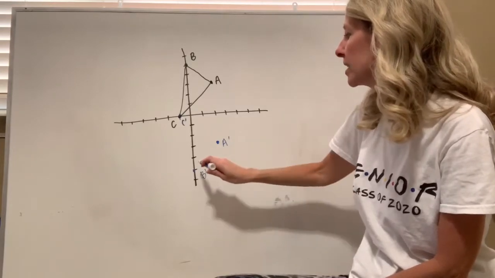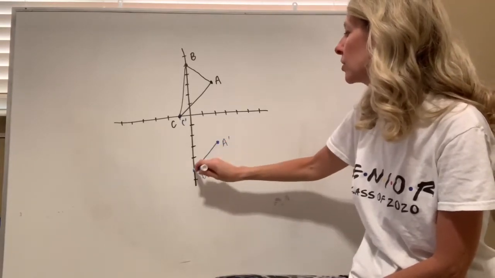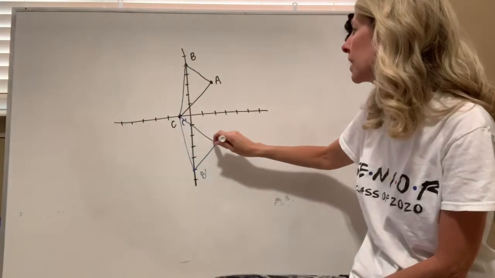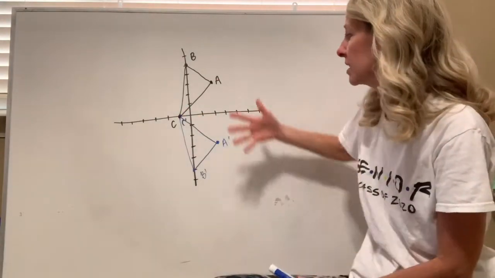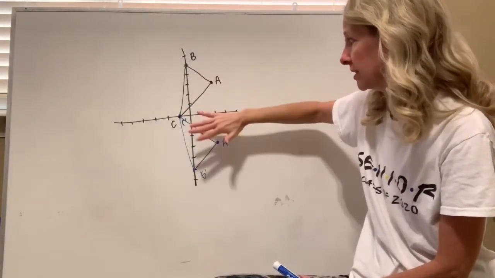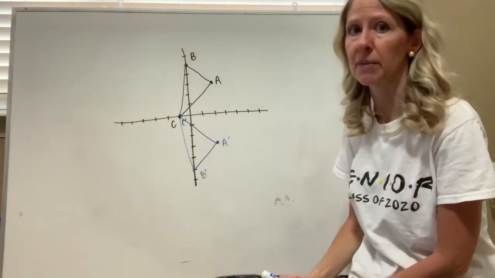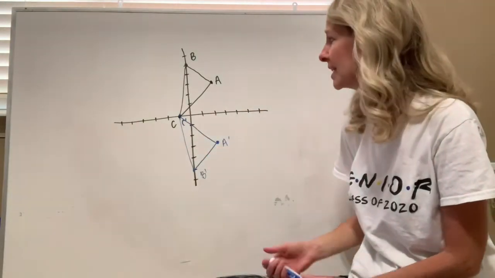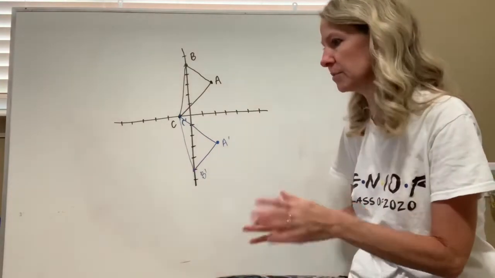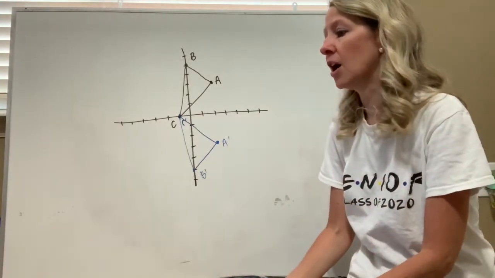So then when we connect those, we get the triangle that looks like that. And so the idea is that if we were to take our paper and fold it on the x-axis, the two pictures would match up. Now, I'm just going to leave this here for a minute, and now I'm going to do the y-axis.